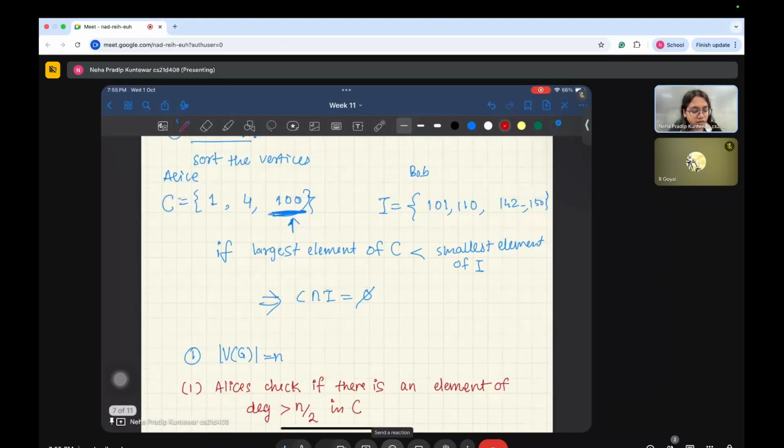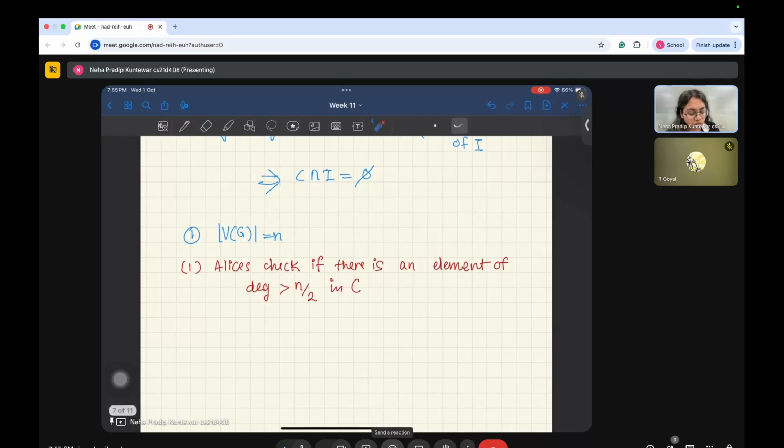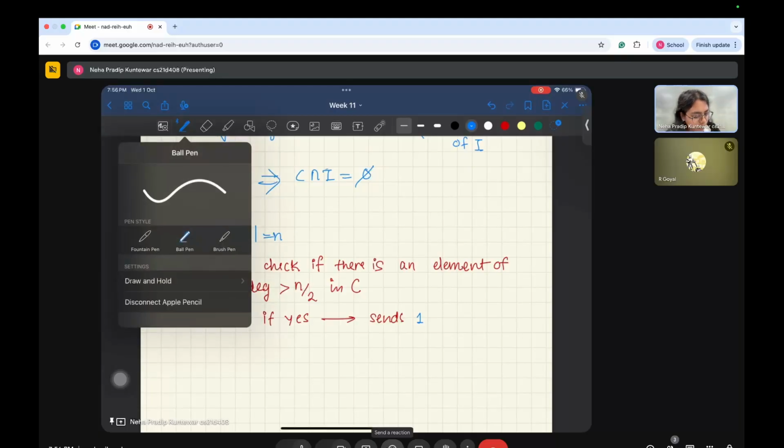The advantage of doing it this way is that she doesn't need to communicate the largest element that she has, which could take log n bits. If we do it this way with a half-half sort of thing, then the queries are already fixed and they're just going to answer in yes and no type of answers. So if yes, then she sends a 1, and otherwise 0.